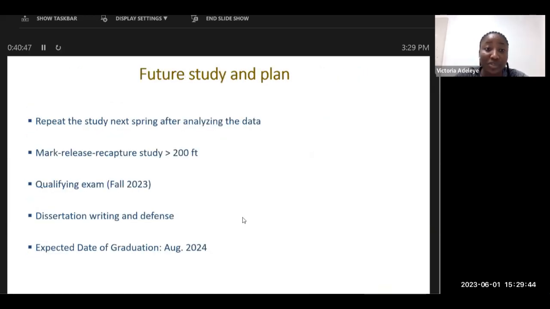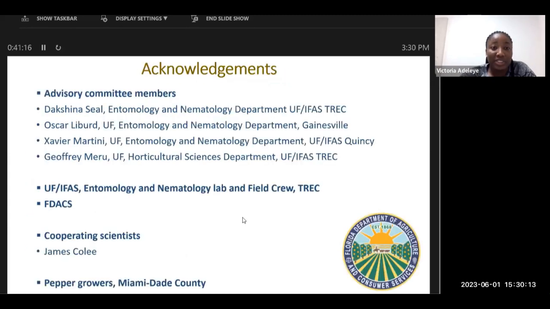And for my future study and plan, I plan to repeat the study again after analyzing the data from this last spring study. I plan to complete my mark-release-recapture study at distances greater than 200 feet. My qualifying exam is coming up this fall, then my dissertation writing and my defense, and hopefully I'll be able to graduate summer next year. And with this, I would like to conclude my talk.